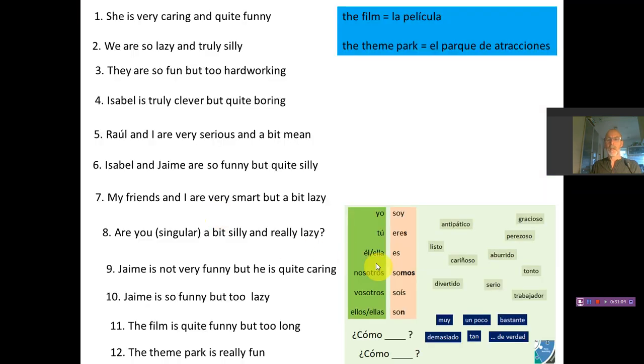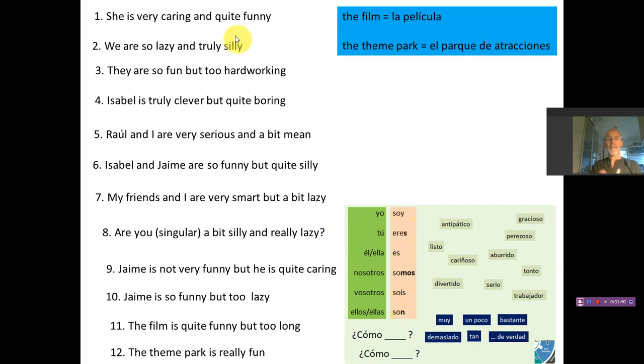So, hopefully this is clear enough on this slide for you to be able to pause the video now. And I would really urge you to write these out and do this exercise. I've given you the words for the film and the theme park, which appear in 11 and 12 down here. And they're really just to show you that you don't just need to be talking about people when you're using the verb ser. You can talk about things and places as well. Okay, so the same forms apply.